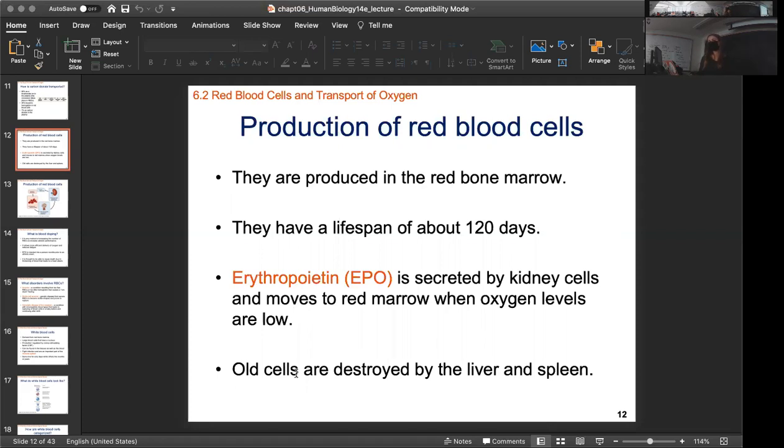Your old blood cells are destroyed by your liver and your spleen, which we talked about. Your liver helps detoxify your body, so it helps destroy those old red blood cells.